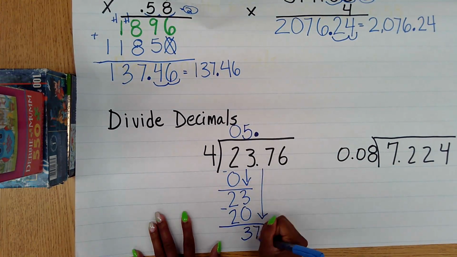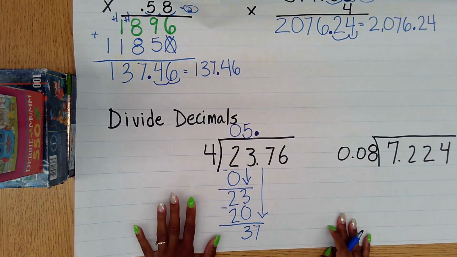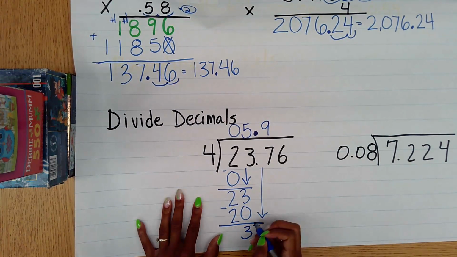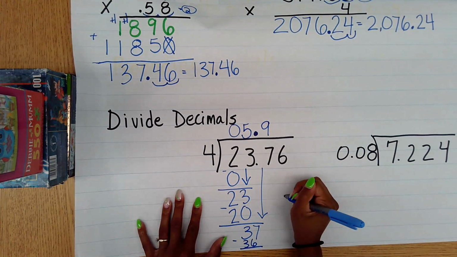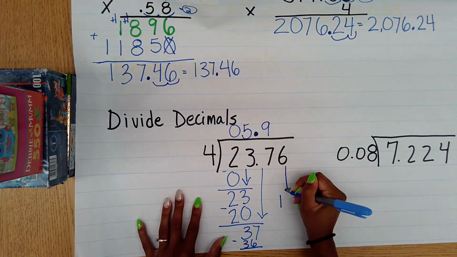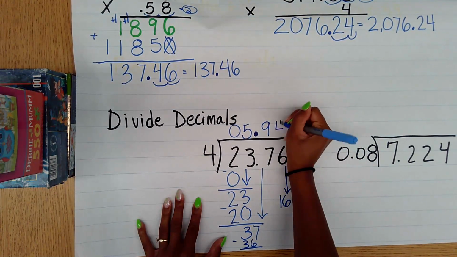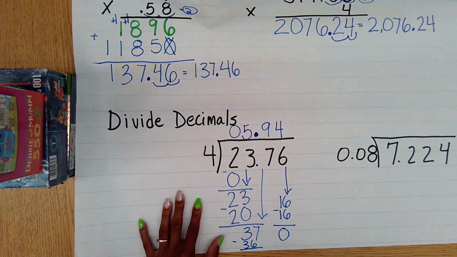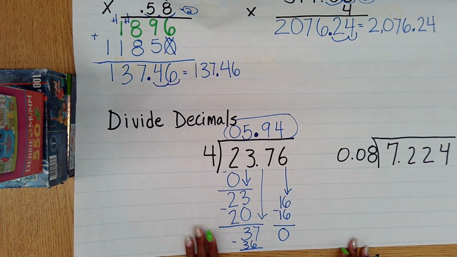Bring down my 7. And then I'm going to repeat, how many groups of 4 can I fit into 37? That would be 9 groups of 4. 9 times 4 is 36. And then I'm going to subtract. 37 minus 36 is 1. And then I'm going to bring down my last digit. 4 groups of 4 fit into 16. 4 times 4 is 16, and I am left with 0. And here is my final answer, 5 and 94 hundredths.